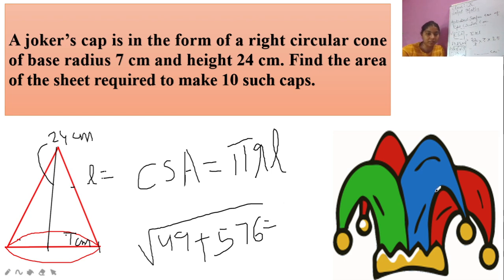So now we get the slant height, which is 25 centimeter, right? So substitute the values and tell me the answer for this. What do you get? Very good students, we get 550 square centimeters. So please check your answers. Do you get the same answer or not?